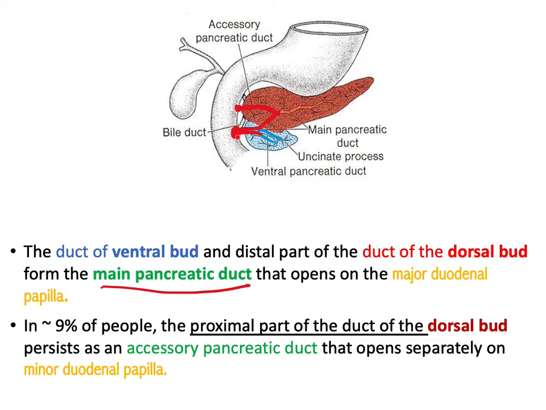One is the major duodenal papilla, and you have the minor duodenal papilla. The minor is above it, and it's formed by the accessory pancreatic duct, which is formed by the proximal part of the duct of the dorsal bud. This is very important.